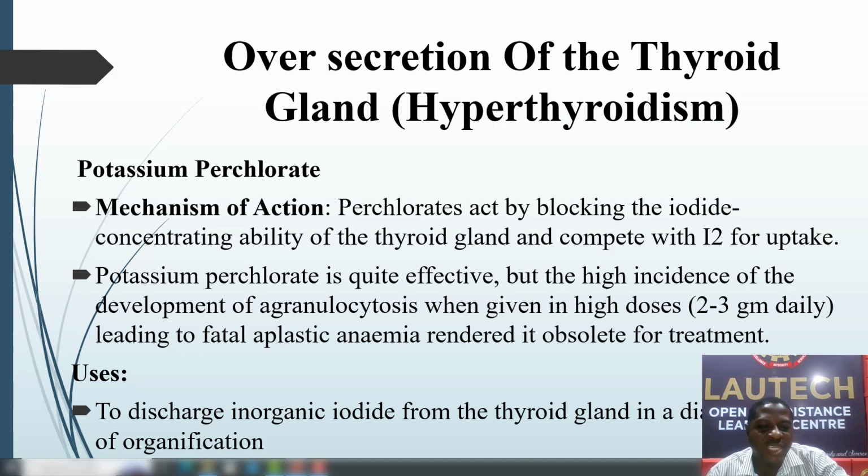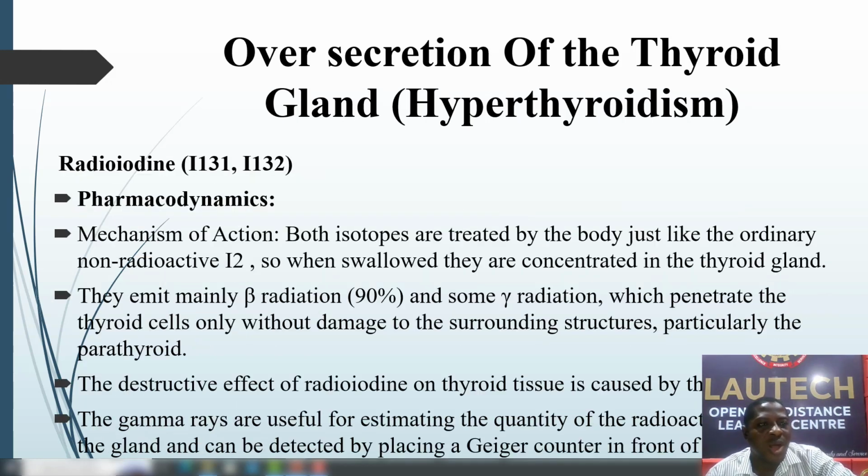Uses: to discharge inorganic iodide from the thyroid gland in a diagnostic test. Now, radioiodine, that is iodine 131 and iodine 132. Then we look at the pharmacodynamics of these drugs. Mechanism of action. Both isotopes are treated by the body just like the ordinary non-radioactive iodide.